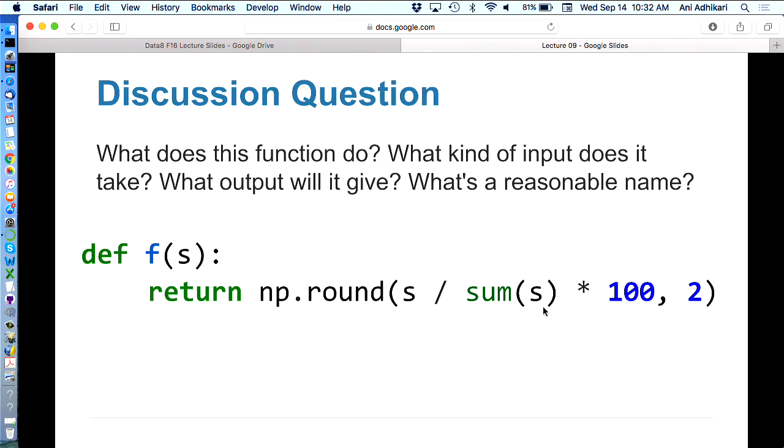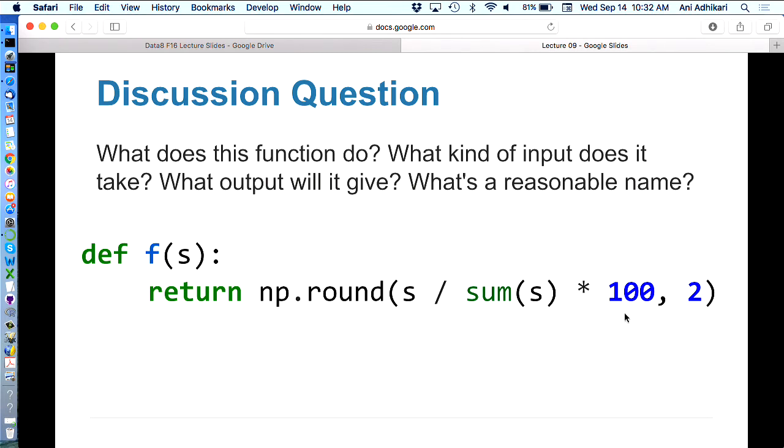Then what does this expression do? S divided by the sum of S? Each element of the array gets divided by the total. So every element of the array now gets converted to a decimal value, a fraction. The multiplication by 100 converts to our familiar percent scale. Okay. So now we have all what we need to go back and answer the questions.